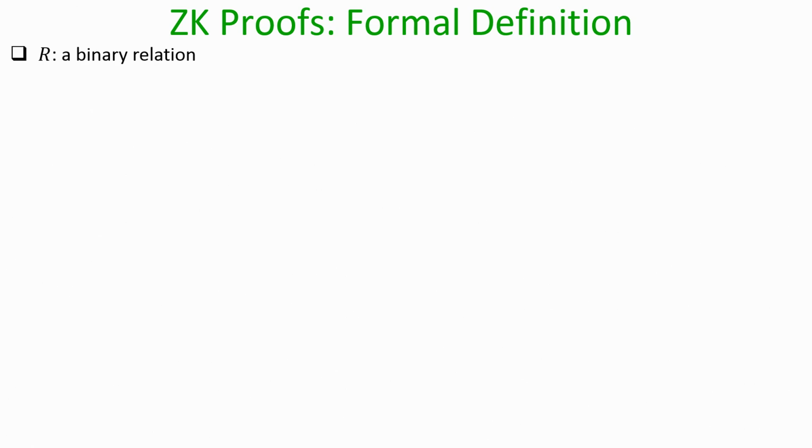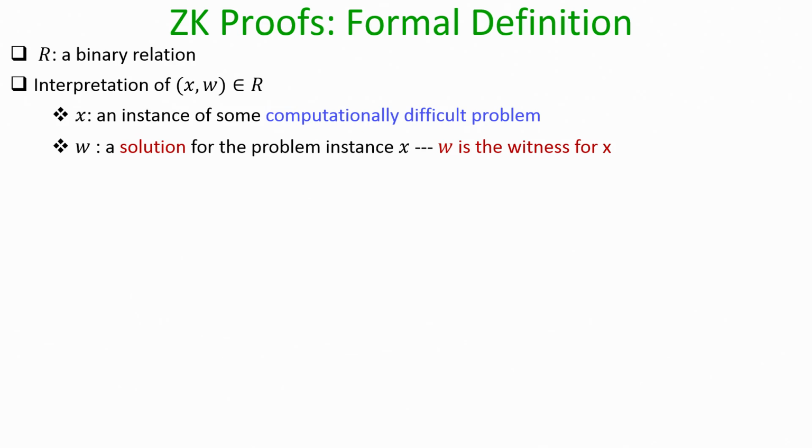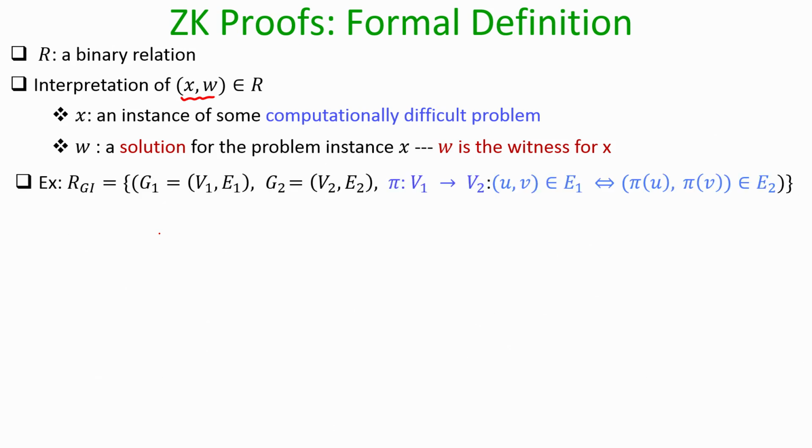Imagine R is a binary relation and the interpretation of this relation is as follows. If I have a pair x comma w present in this relation R, that should be interpreted as x being an instance of some computationally difficult problem. When I say computationally difficult problem, informally it means that in polynomial time it is not known how to solve that problem, but again that is a very loose statement, just an intuitive understanding. And the w here is a solution for that problem instance x, namely you can consider w to be a witness for the problem instance x.